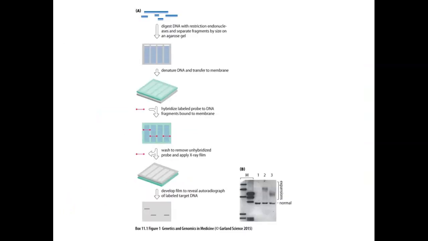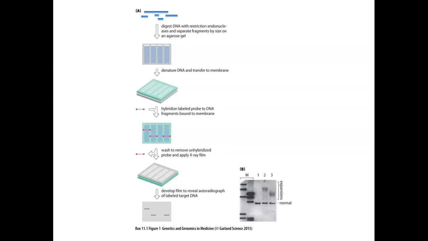Another test is called Southern blot hybridization assays, and you're probably familiar with Western blotting, how we can identify a particular protein using antibodies. This one is Southern blotting, and there's also Northern blotting as well, but we can use this to detect mutant alleles. Basically, what you see here is we have DNA that's transferred to a membrane, and then we use a hybridized probe.